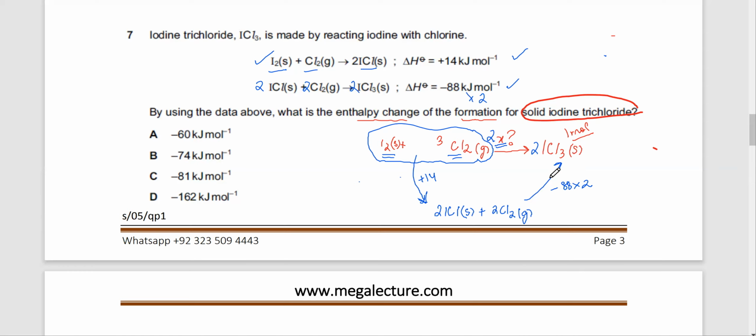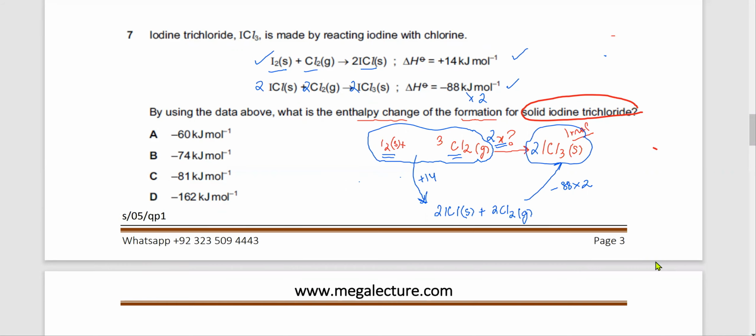Is this part clear? Yes or no? Is this clear? So the rest of the step is easy.